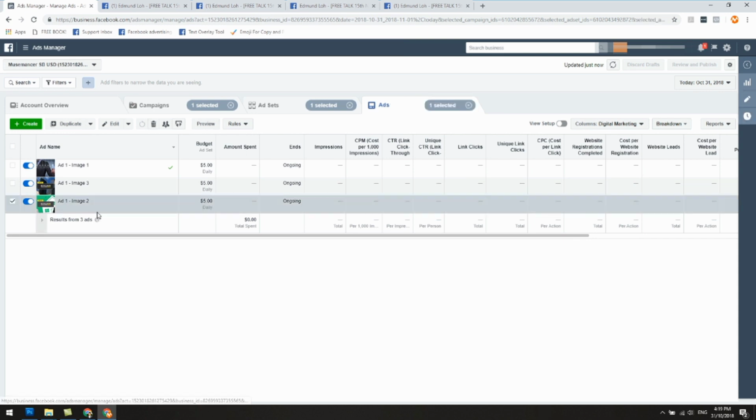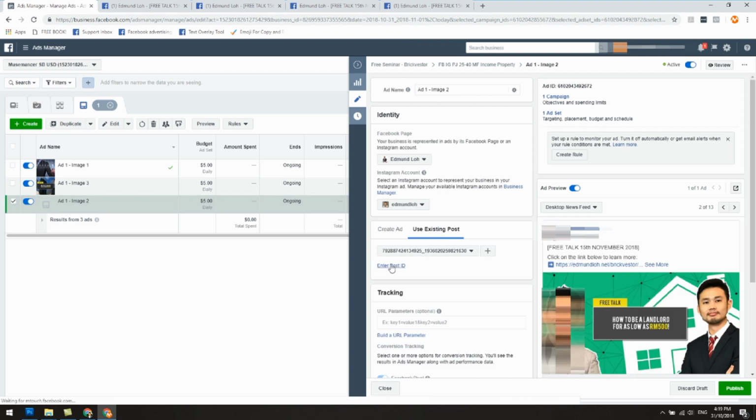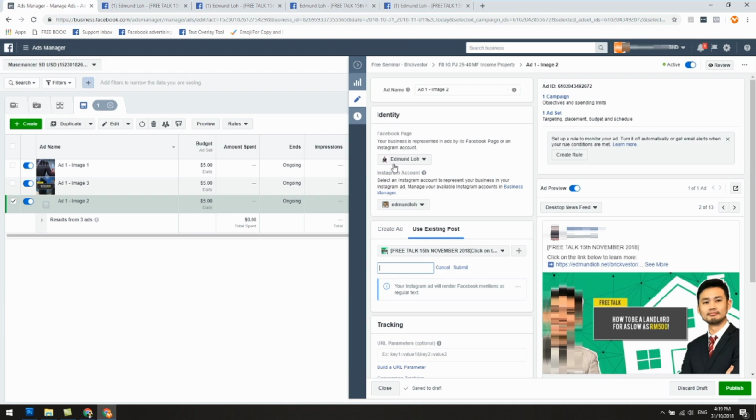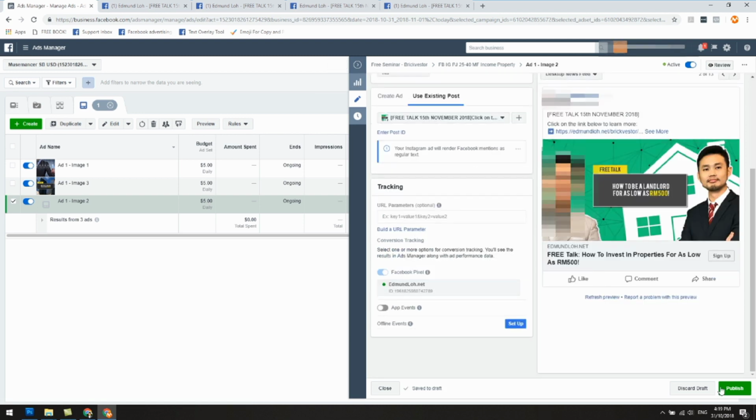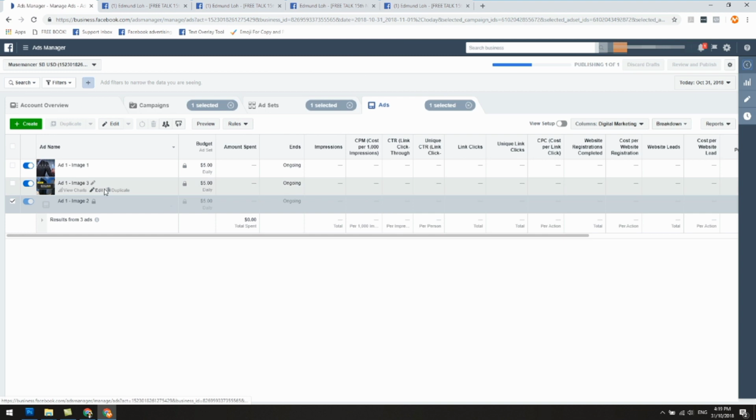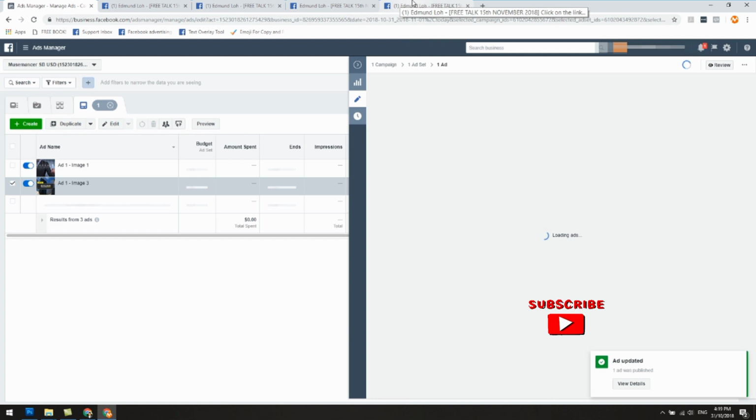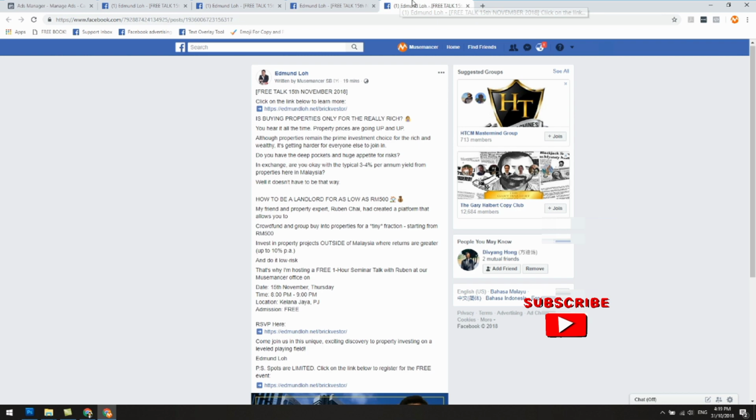Let's go to image number 2. Let's do the same thing. Click on use existing post, enter post ID, and then let's look for this post here. That's the correct one. Let's copy this code over here after post. Paste it here, submit, and we're done with this one. Let's just click publish for this, and let's do the same thing for the third and the last one. You will do this the same for any number of ads you create. And like I say, after this ad set, if you duplicate it again, you won't have that problem anymore.